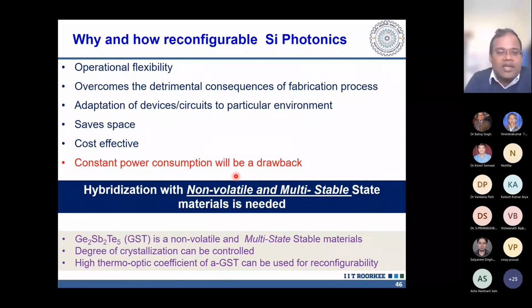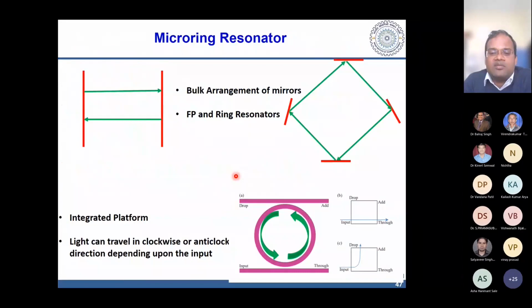Okay, and constant power, that is always a question. So our material, this is non-volatile and is also basically stable at multiple states. Okay, so therefore there is a case of having the reconfigurable device with this material. Okay, so we are mainly using the micro ring resonator. What is micro ring resonator? That I want to introduce a little bit.